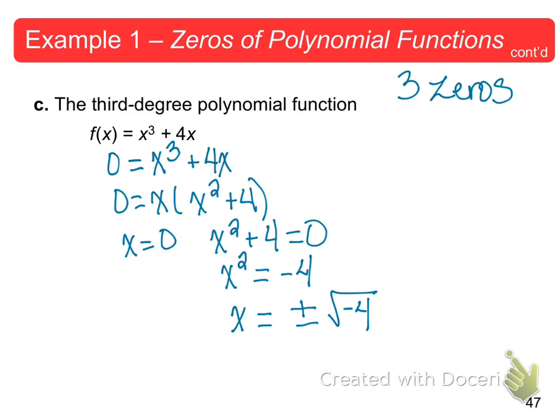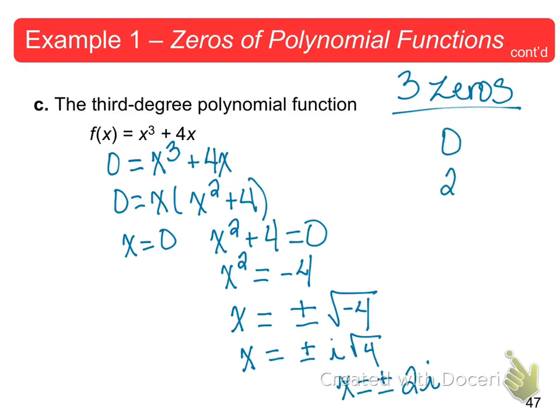So I have plus or minus the square root of negative 4. I pull out my i. So I have plus or minus i times the square root of 4. What's the square root of 4? 2. So my answer to this is x equals plus or minus 2i. So my zeros are 0, positive 2i, and negative 2i.